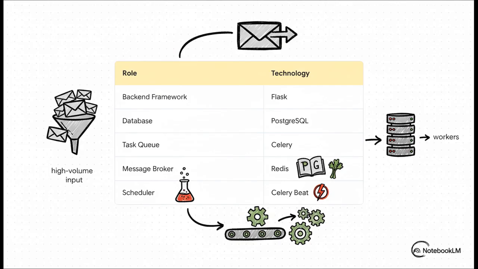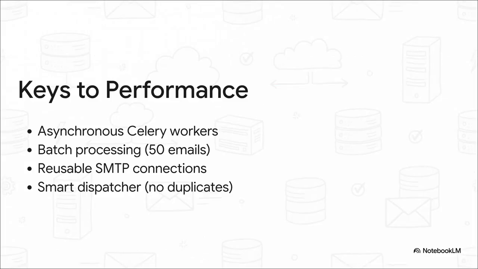When a campaign starts, Flask basically tells Celery, hey, create these tasks. Celery puts them all in a queue, and then Redis acts as this super high-speed messenger, telling the background workers what they need to do next. It's a great team. When you really boil it down, the system's incredible performance comes from 4 key design choices.